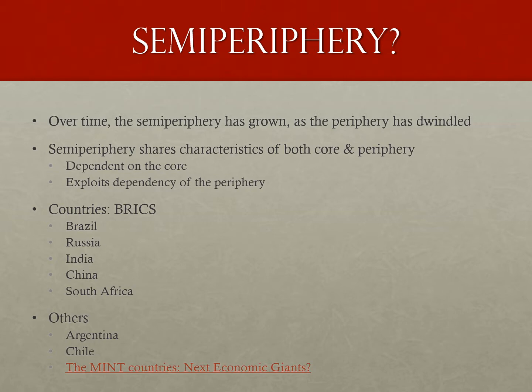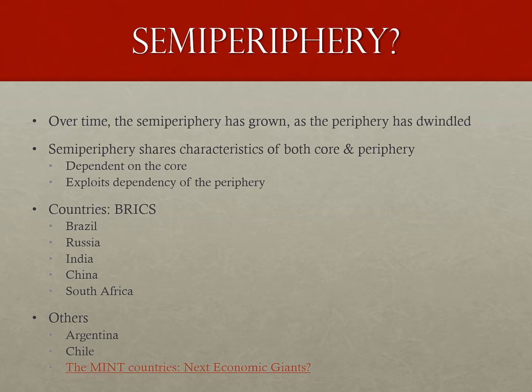So Brazil, Russia, India, China. Now, sometimes an S is added to BRIC to refer to South Africa. And we could also add other examples as well, like Argentina and Chile. These are all examples of countries that are either core countries in decline. Russia is a really good example of that. During the Cold War, the Soviet Union was a superpower. Now it's a bit in decline. And then also periphery countries on the rise: Brazil, India, China, South Africa, countries like that.